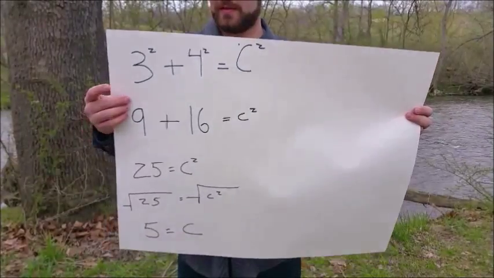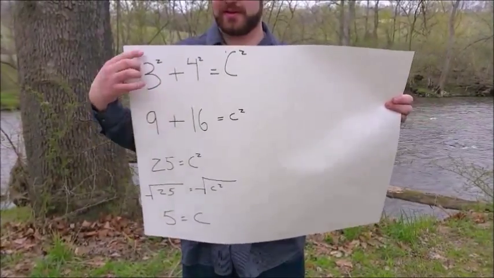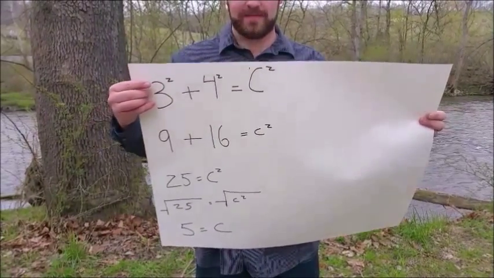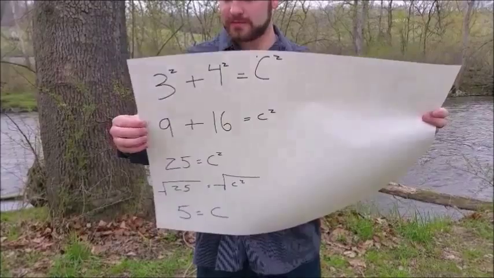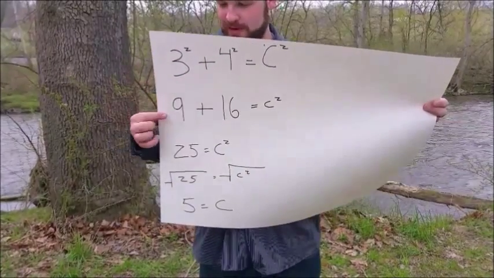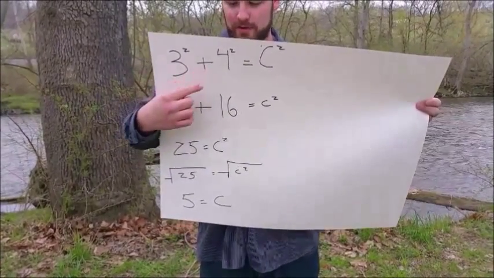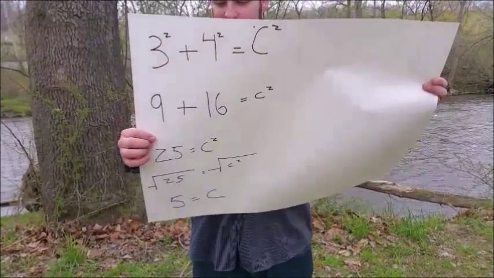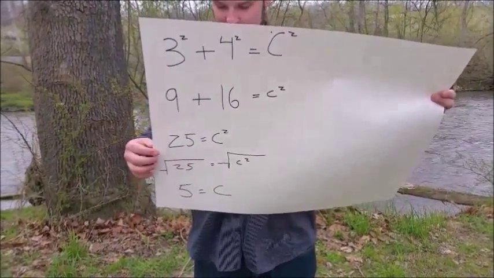As you can see here, we have the simple formula: a squared plus b squared equals c squared, where a is 3 squared, and b is 4 squared, and c squared we don't know yet. Now you just do the formula as follows: 3 squared is 9, 4 squared is 16, and it equals c squared. 9 plus 16 is 25, still equaling c squared.